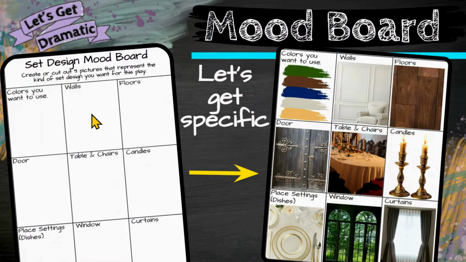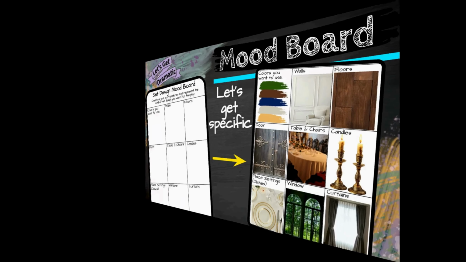So this is the design for your mood boards, and then you get very specific. Here are the colors I chose to use, the picture for the walls. I did this from pictures, so that's why they look like this. Floors, doors, table and chairs, candles, curtains, windows, and you see they've got the arch in the windows. That's very specific, and place settings right there. I want you to have your own personality. Don't just do what I did, make it your own.